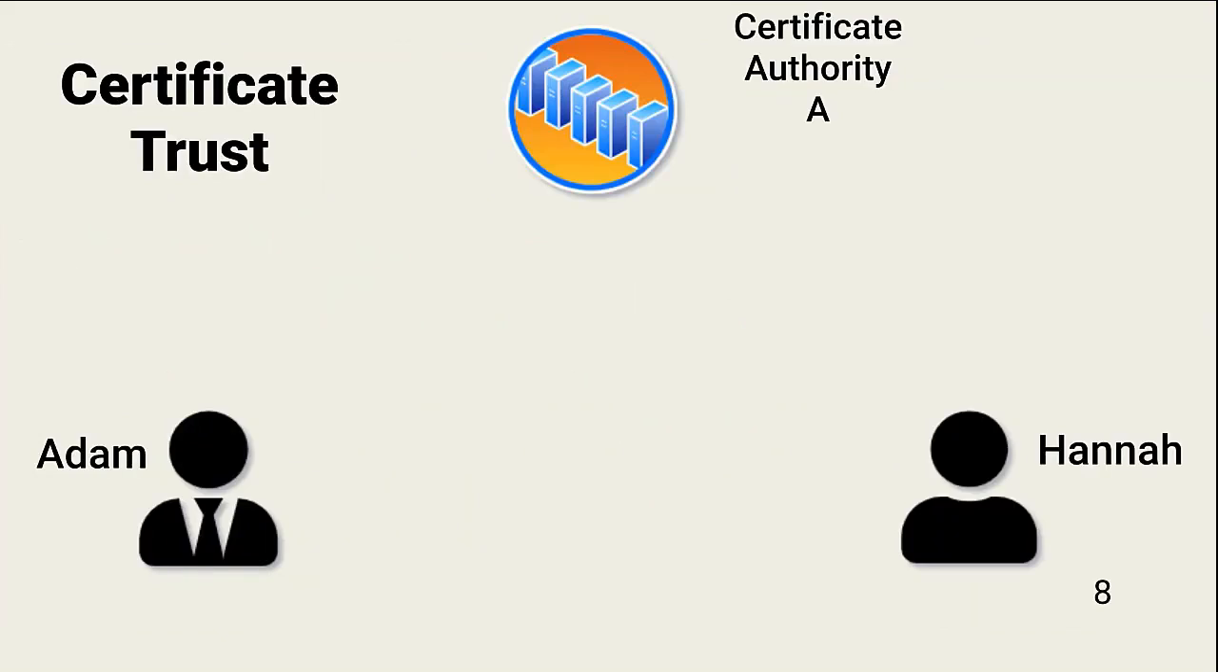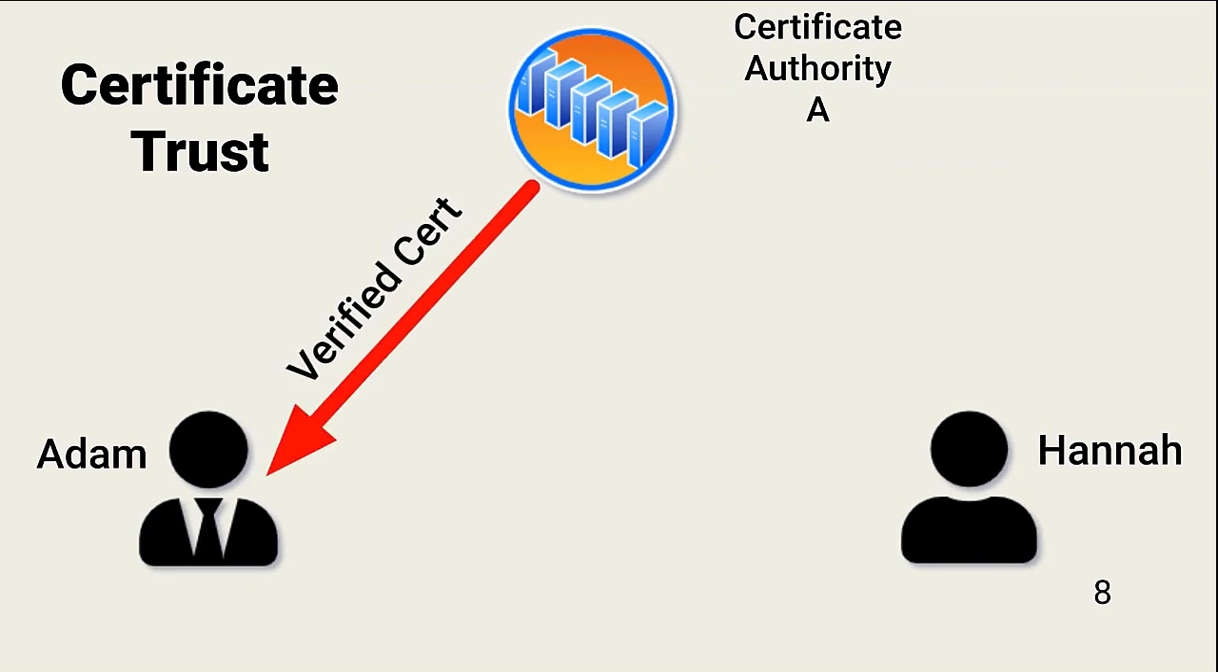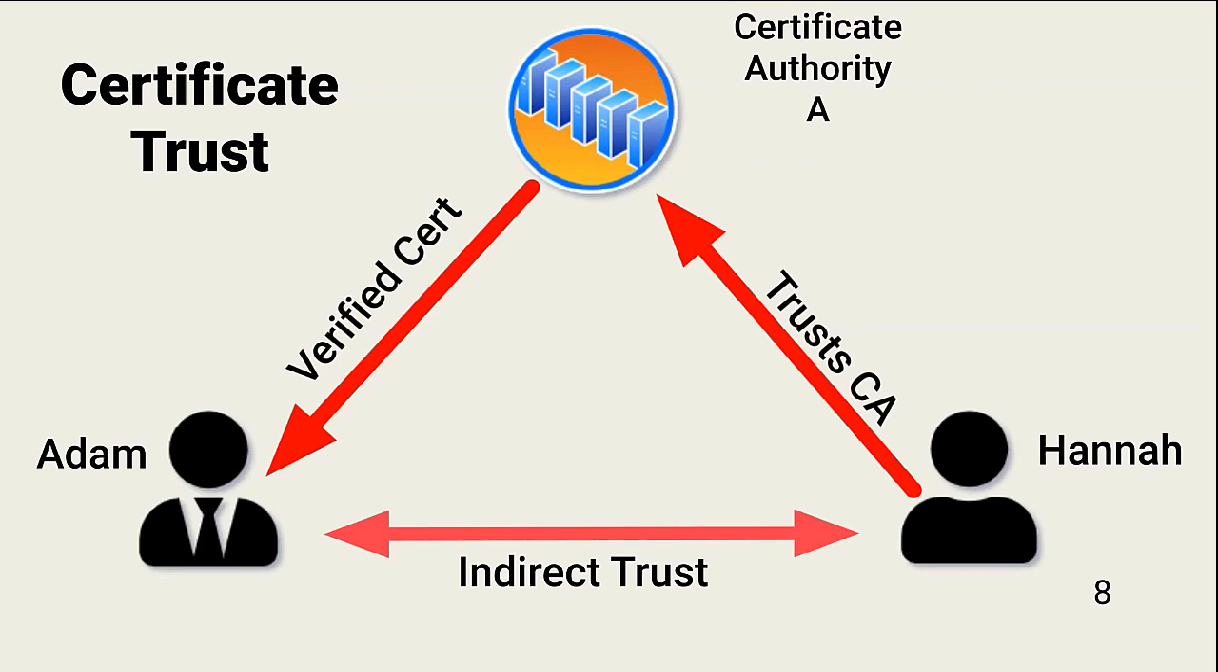Certificates enable entities to trust each other regardless of location or whether human or technology. Adam has a certificate issued by the Certificate Authority A in our example. Hannah also trusts CA A. Because of the trust, Hannah will trust Adam when he presents his certificate and she validates it.